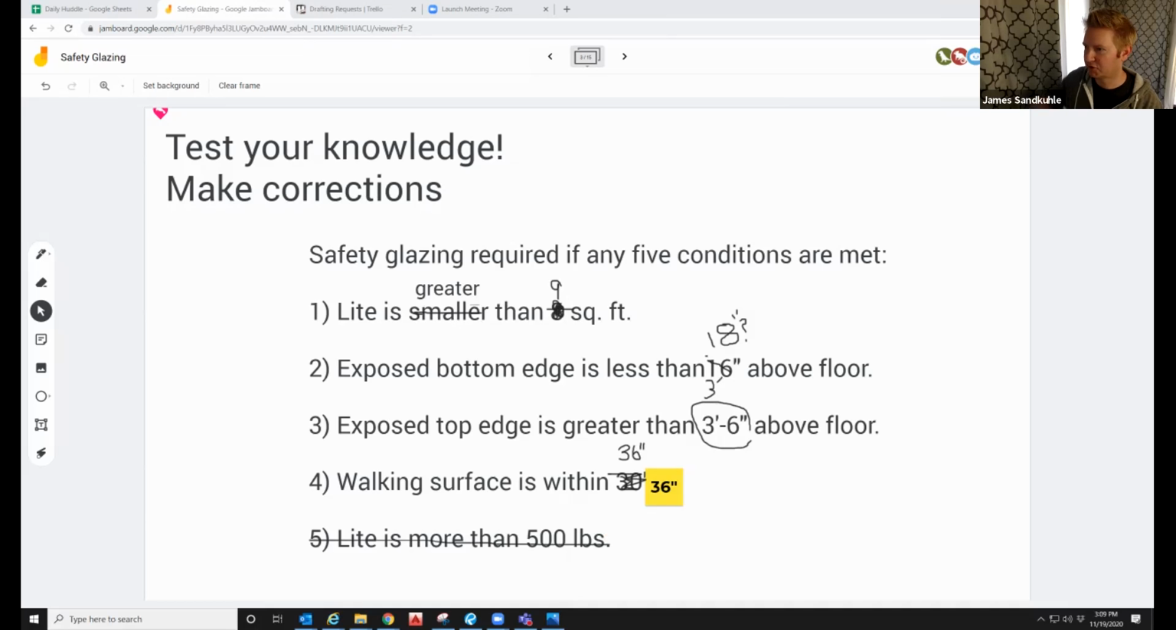All right, you guys done? Raise your hand. I want to see all hands raised if you're all done. All right, okay. So let's go over it. So safety glazing required if any or all? Any. Oh, there we go. So really the correct statement would be safety glazing required if all, and it's 4, not 5, conditions are met.